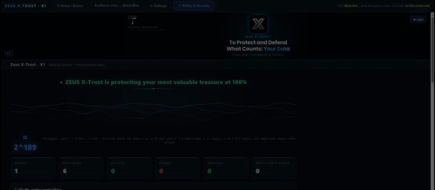Here X1 continuously monitors its own protection state. In this example, a 6-character password is coupled with 3 live amplitude components, producing an estimated current security space of approximately 2 to the power of 189. But this state is not static. And this is where X1 moves beyond authentication.